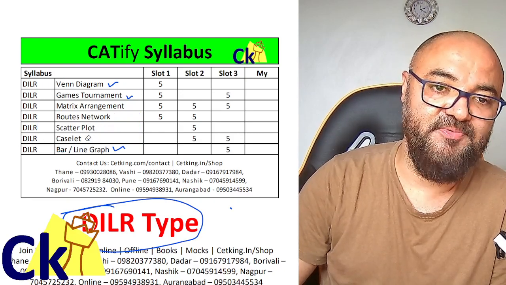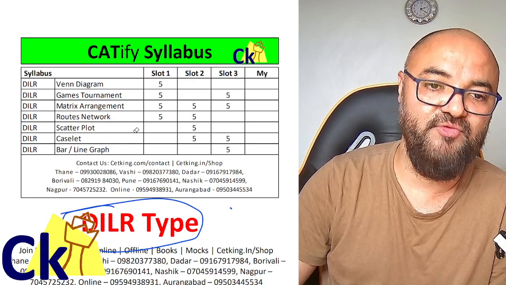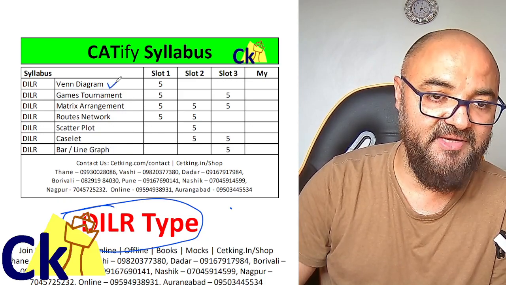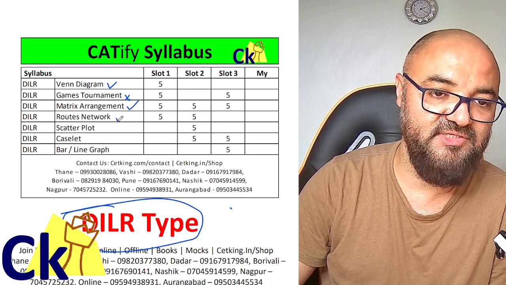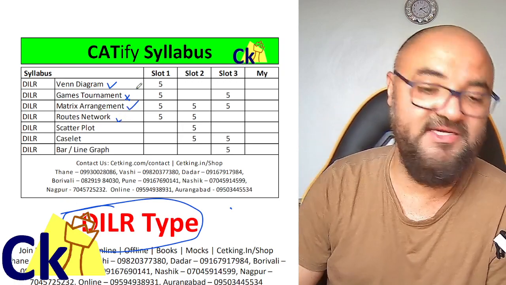See, suppose इनमें से 4 सेट आएंगे. Last year there were 4 sets. Suppose I am done with this thing. I don't know how to solve this. I know this. So at least I can pass the exam.